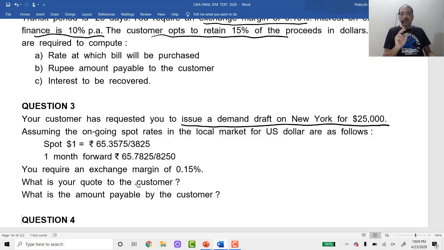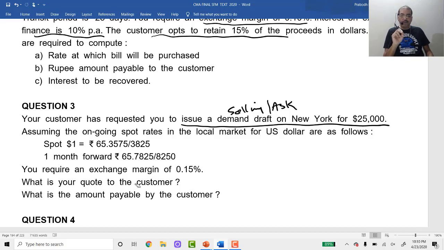So bank is selling dollars. So the ask rate is applicable. Be careful. Ask rate is applicable. Ask rate means now we'll have to see whether it is the spot rate or the forward rate. Assuming the ongoing spot rates in the local market for US dollar as follows. Spot $1 is equal to 65.3575 and 65.3825. 1 month forward is given 7825 and 8250.